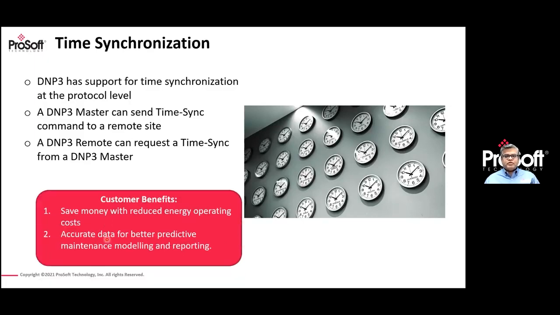The customer benefits of time synchronization. Today, one of the biggest costs for many of the utilities is the amount of energy it takes to run many of the assets. You're talking high powered pumps or valves that consume a lot of current. So by having this accurate time synchronization, you can plan and schedule the operation of some of the assets where you can save energy, which obviously helps reduce your operating costs. And then, of course, as I've already previously mentioned, having that accurate data is going to help you with things like predictive maintenance modeling, and also reporting as well.